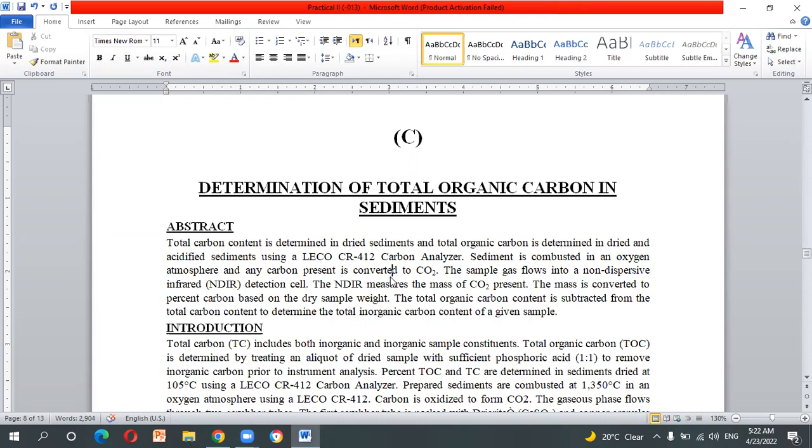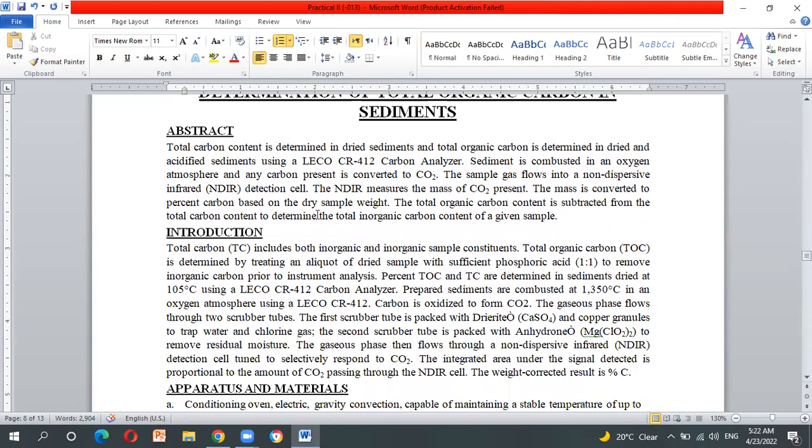The sample gas flows into a non-dispersive infrared detection cell. The non-dispersive infrared detection cell measures the mass of carbon dioxide present and the mass is converted to percent carbon based on dry sample weight. The total organic carbon content is subtracted from total carbon content to determine the total inorganic carbon content of the given sample. Introduction. Total carbon includes both inorganic and organic sample constituents.